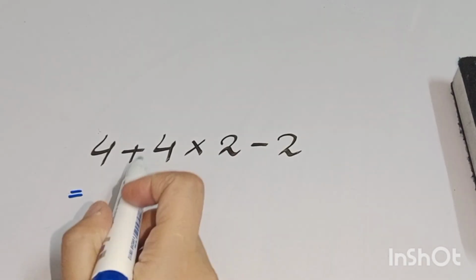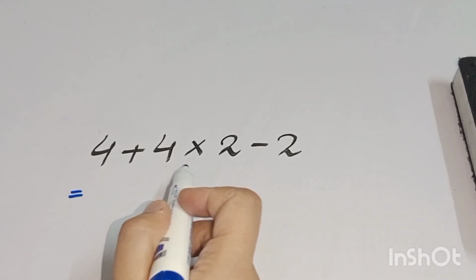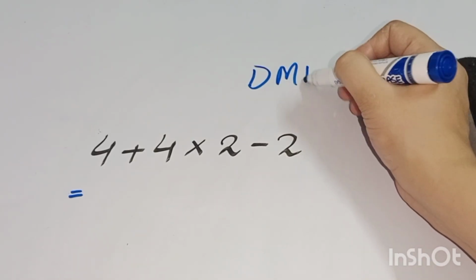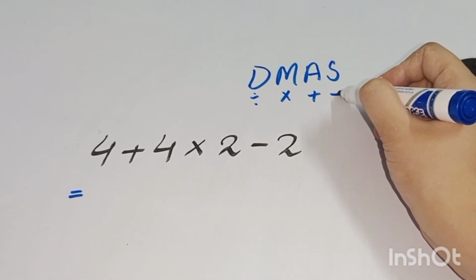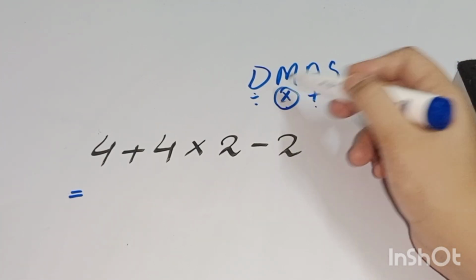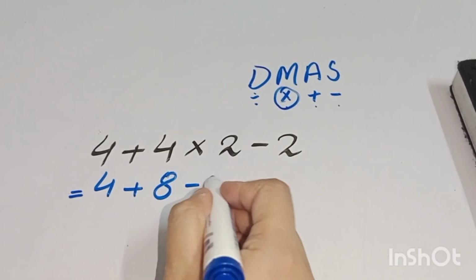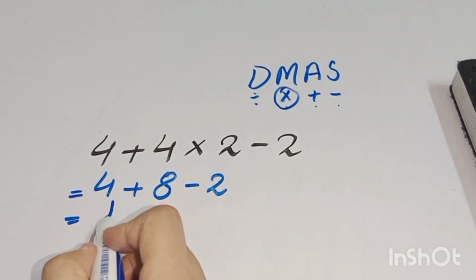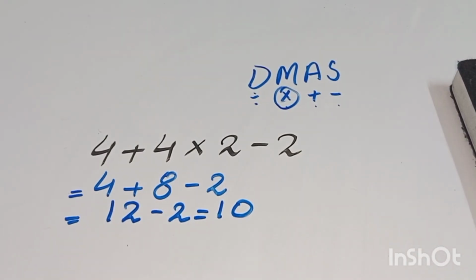Here I have three operations: plus, multiply and minus. According to the math rule, I will do our multiplication first, because here I am writing the math rule: division first, then multiplication, then addition, then subtraction. Here we have multiplication, addition and subtraction. I will do multiplication here. 4 times 2 equals 8 minus 2. Now addition first, then subtraction. 8 plus 4, 12 minus 2, it will become 10. So the answer of this very interesting math puzzle here is 10.